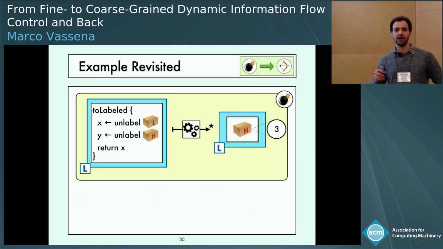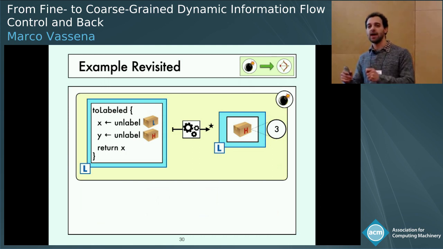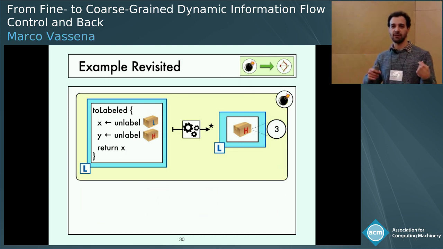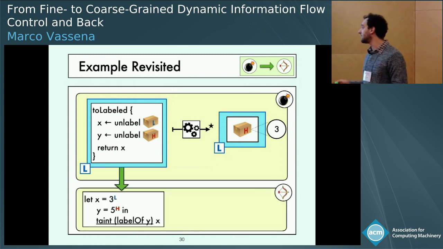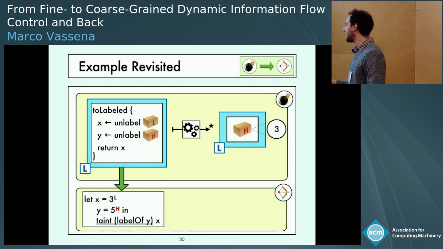If we inject taint in the appropriate places, we can lose the precision of the fine-grained system and recover semantic preservation. So in particular, here we taint X, the public data, with the label of Y.